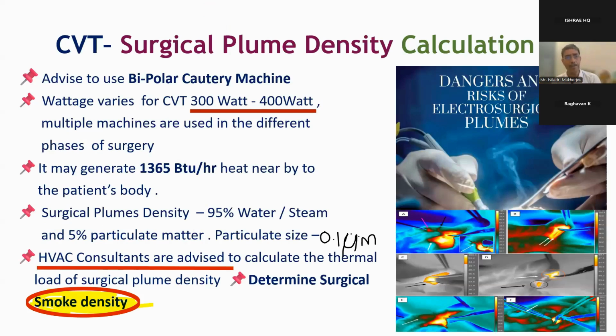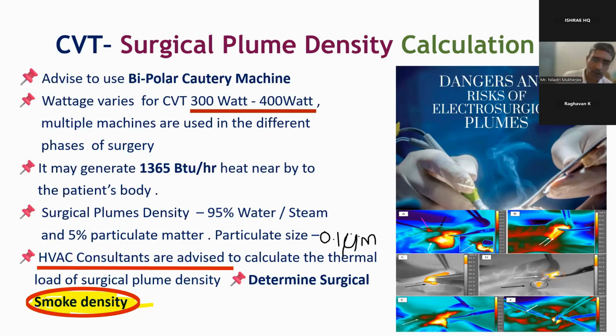And the second one is the bipolar cautery machines. I don't know how many people know this, but it is recommended to use bipolar cautery machines. Now, these bipolar cautery machines are expensive and more precise. It has been found that the cautery machines used in a surgery room run from 300 to 400 watts. So just imagine how much heat is generated. It has been found that 1365 BTU per hour of heat can be generated on the patient's body. So it's a job for a consultant to remove that heat, and it's a continuous process.